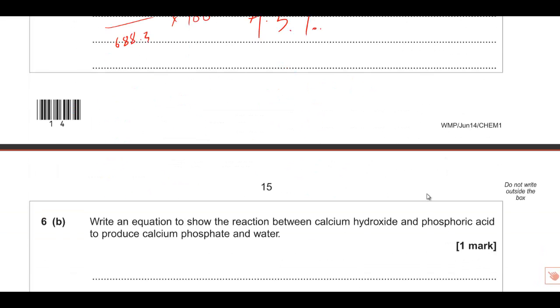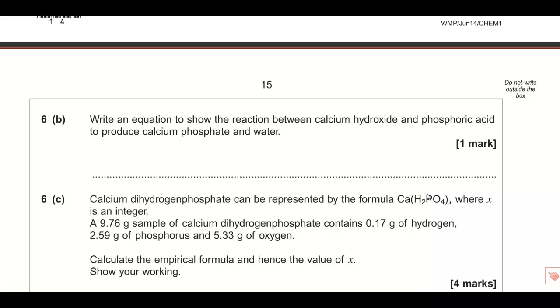That's ridiculous. Write an equation to show the reaction between calcium hydroxide and phosphoric acid to produce calcium phosphate in water. So we've got phosphoric acid given to us before, H3PO4, calcium hydroxide, Ca(OH)2. We're going to produce calcium phosphate, Ca2+ and PO4 3-, so it's going to be Ca3(PO4)2 and of course water.